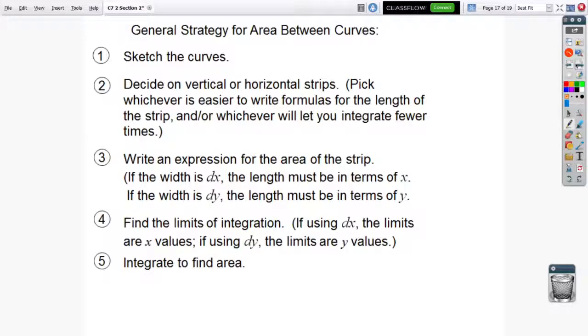Four, find the limits of integration. If using dx, the limits are the x values. If using dy, limits are the y values. And integrate to find the area.